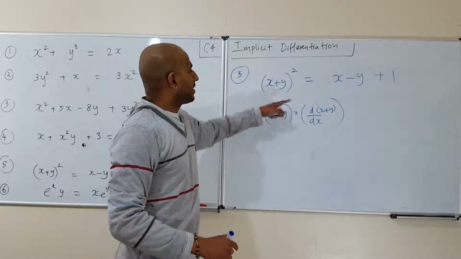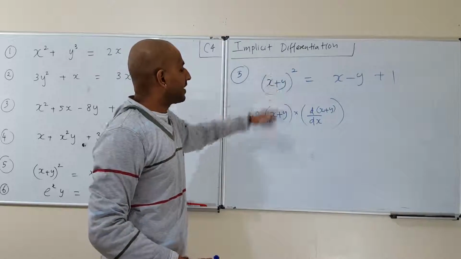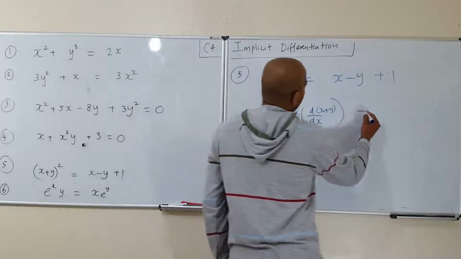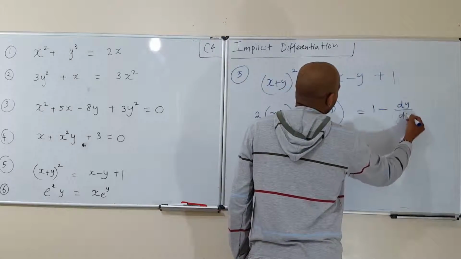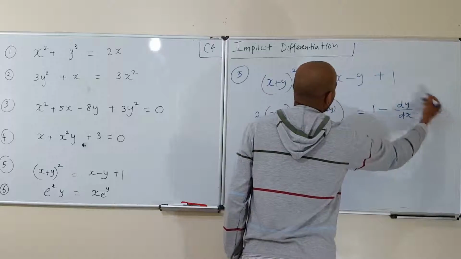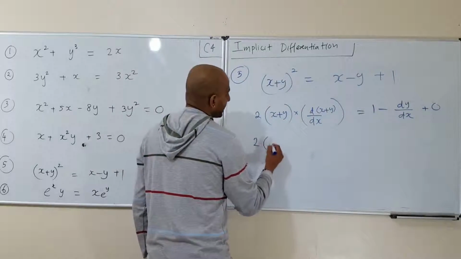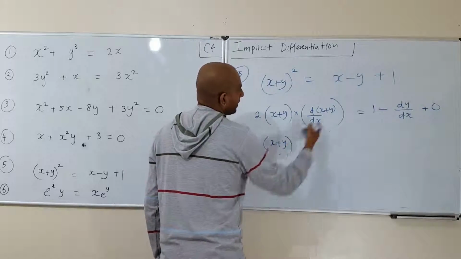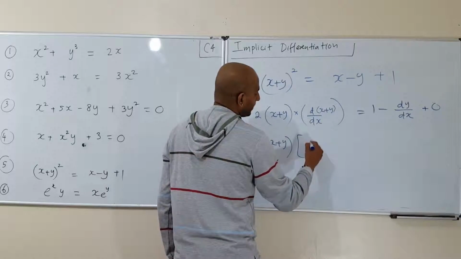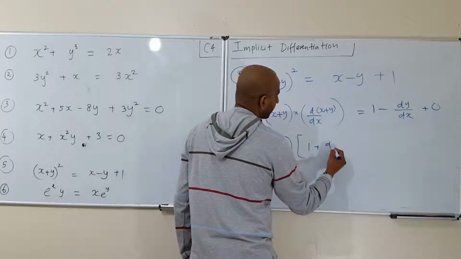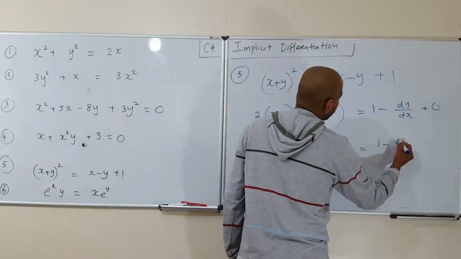See? That differential, the whole thing, 2(x plus y), 1, and differentiate inside. Differentiate that is 1, differential of y would be dy/dx. And differential of 1 would be 0. It's constant. Now here, what are you going to get? We have x plus y. Differential of x plus y would be, differential of x would be 1, plus dy/dx, equals 1 minus dy/dx.